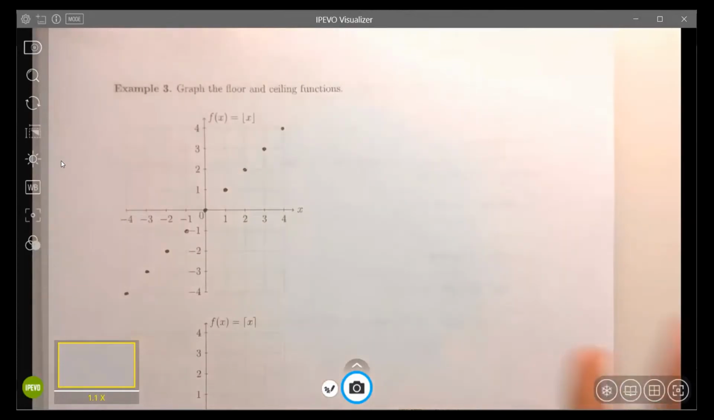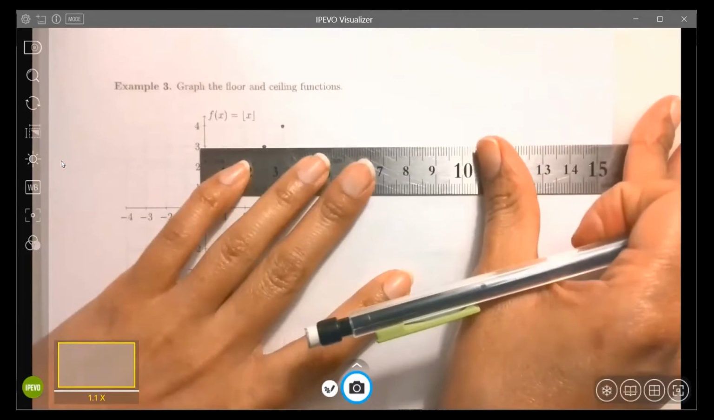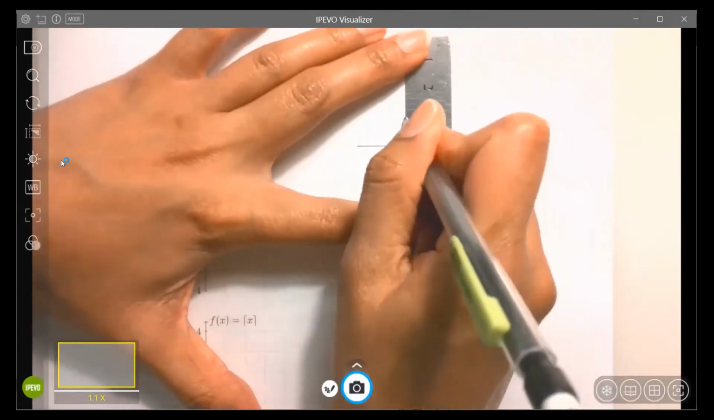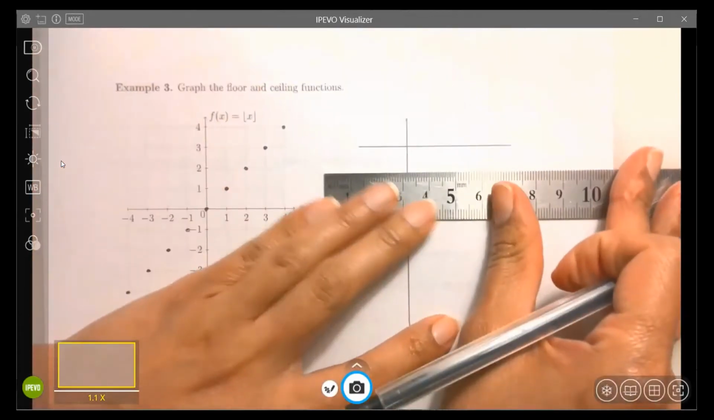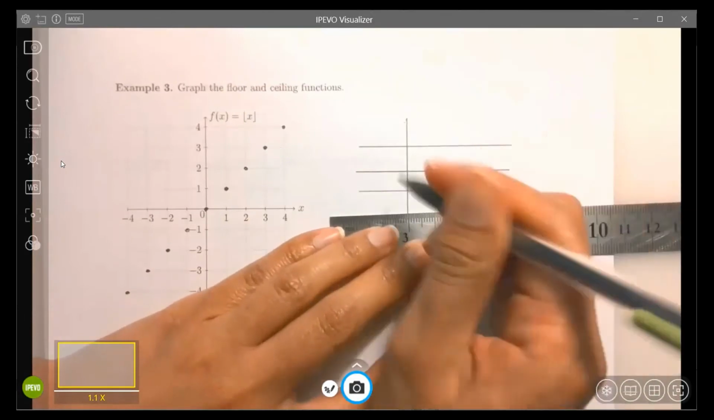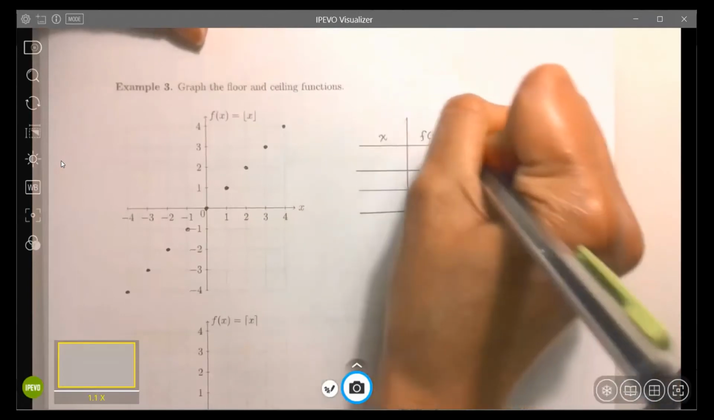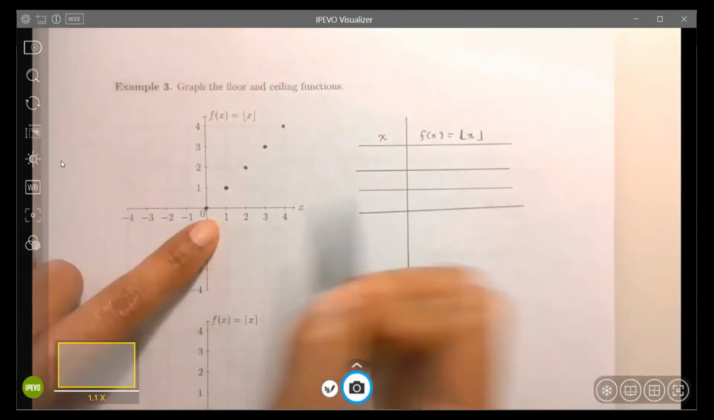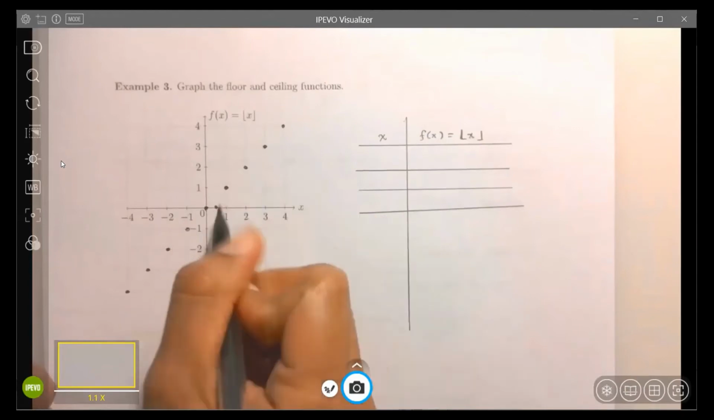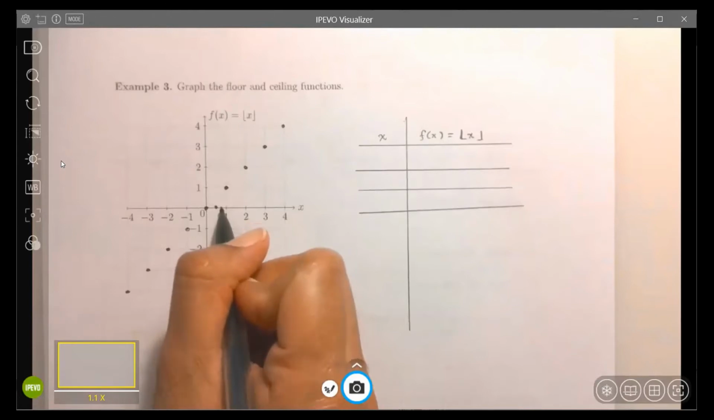And now I want to find out what happens in between those values, like between 0 and 1. So I'm just going to draw a table here to help me keep track of my x values and y values. And I'll add some more rows as they become necessary. Let's choose, say, 1/2. If I take the floor of 1/2, it's going to be 0, which means I'm going to end up at the point (1/2, 0). If I take 3/4 and take the floor of that, the floor is also going to be 0, right?